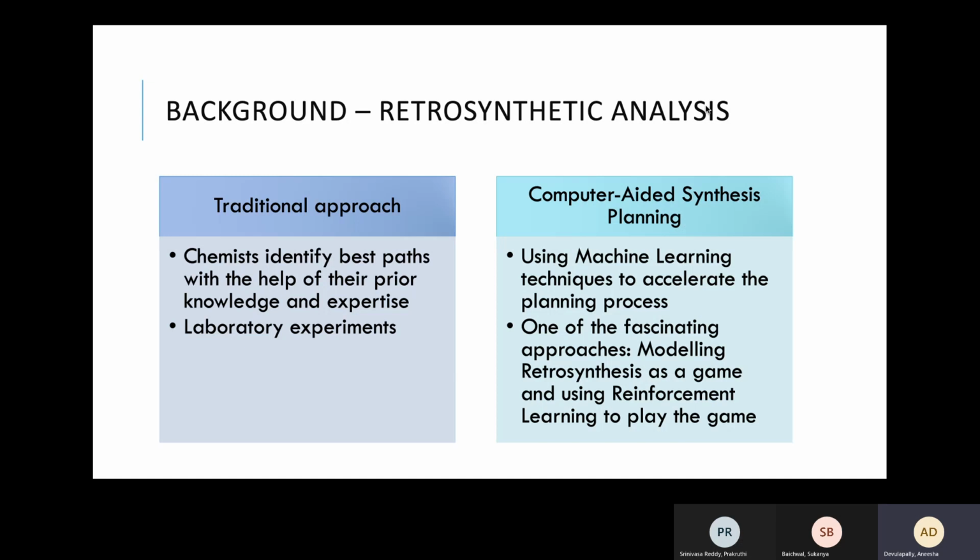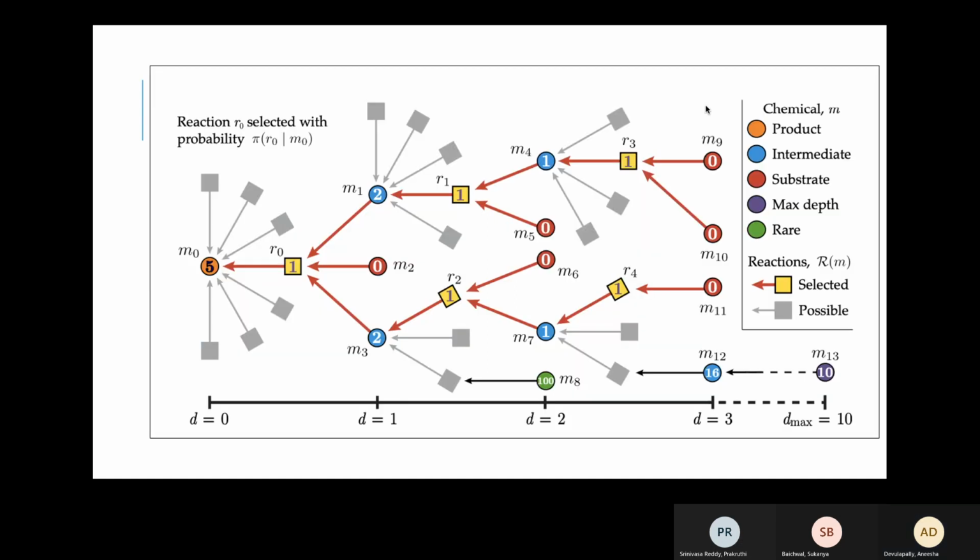One such approach that we found fascinating was modeling this retrosynthetic analysis as a game and using reinforcement learning to play that game by defining some rules and plans. Here we show an example of a retrosynthetic game that was played using reinforcement learning, where the bold lines show the best path that has been identified for a particular drug.